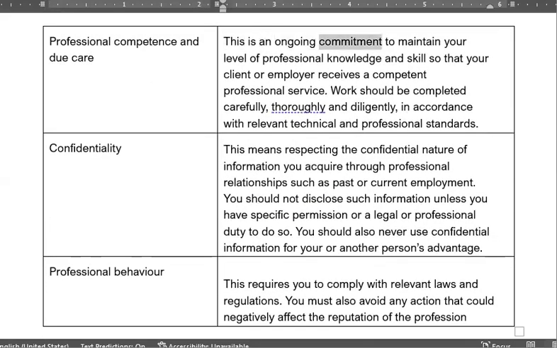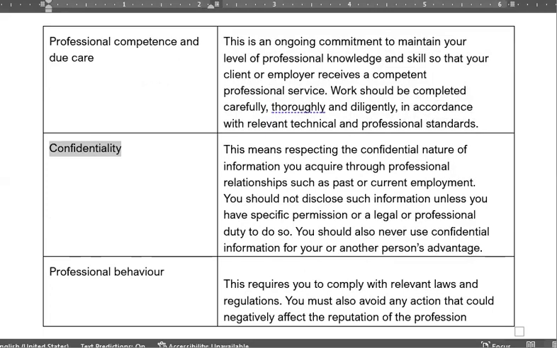This is an ongoing commitment to maintain your level of professional knowledge and skill so that your client or employer receives a competent professional service. Work should be completed carefully, thoroughly, and diligently, in accordance with relevant technical and professional standards.